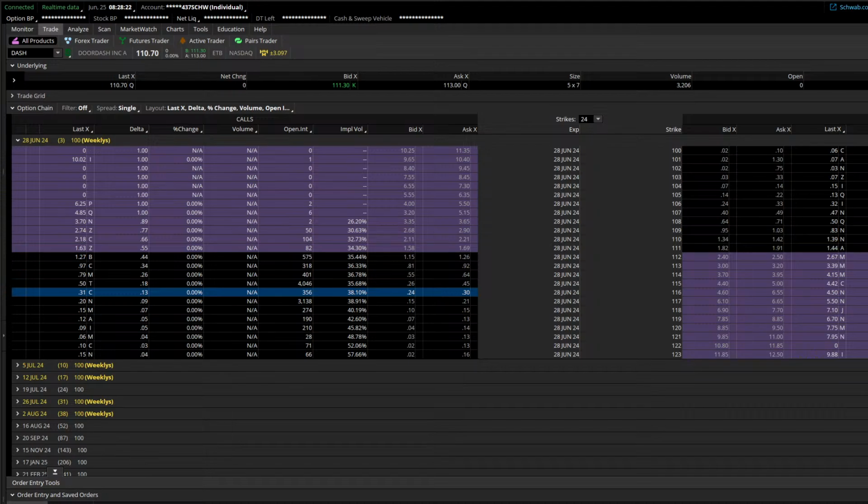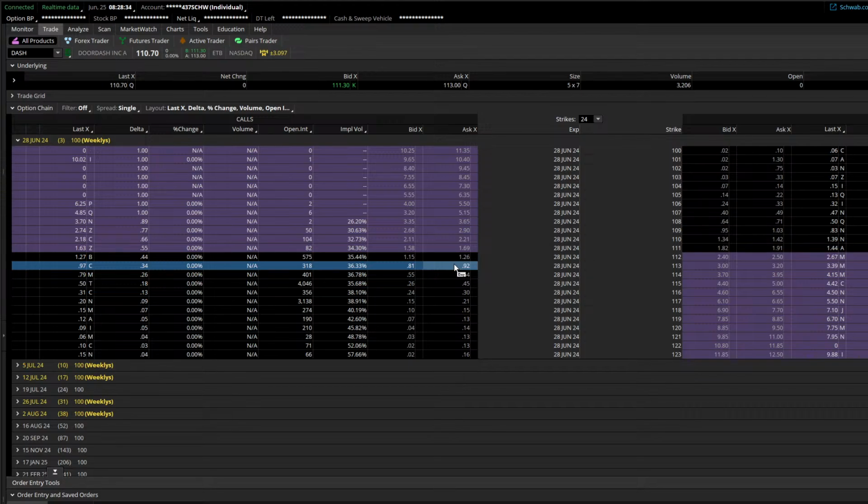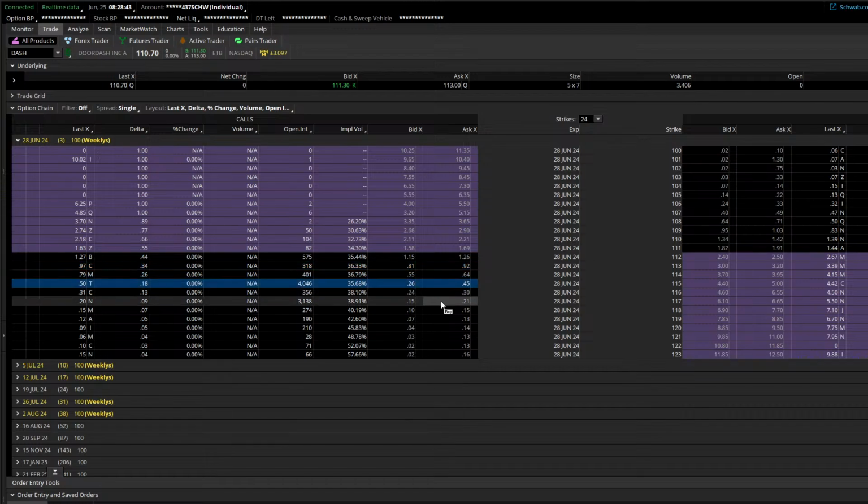If I wanted to do a butterfly, I'll still sell 115, but this time I'll buy the 113, and then I'll sell the 115, and then I'll buy the 117. Okay, so same ratio, just skipping some strikes in between. Still going to go 1, 2, 1 because you're making a butterfly. Buy 1, sell 2, buy 1. 113, 115, 117. All right, what's this?